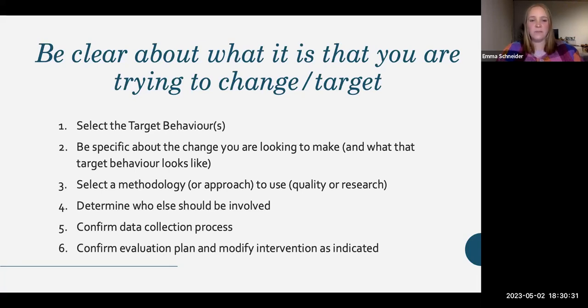You might want to select a methodology or approach to use, which I'm going to show you shortly. I think using a model can really help guide the process and remind us that we do need to measure before and after, and actually, again, often doing the cycle repeatedly helps us to make sure things are sustained and changed. We want to actually determine who else should be involved.